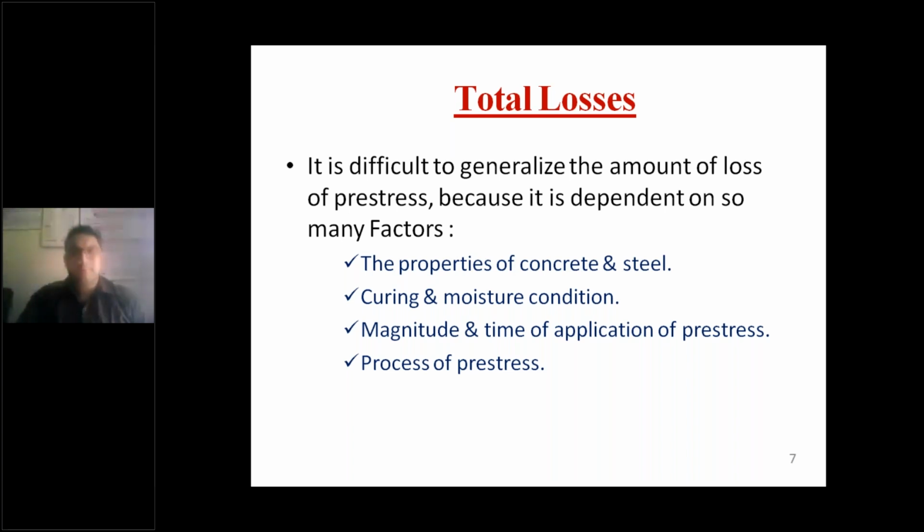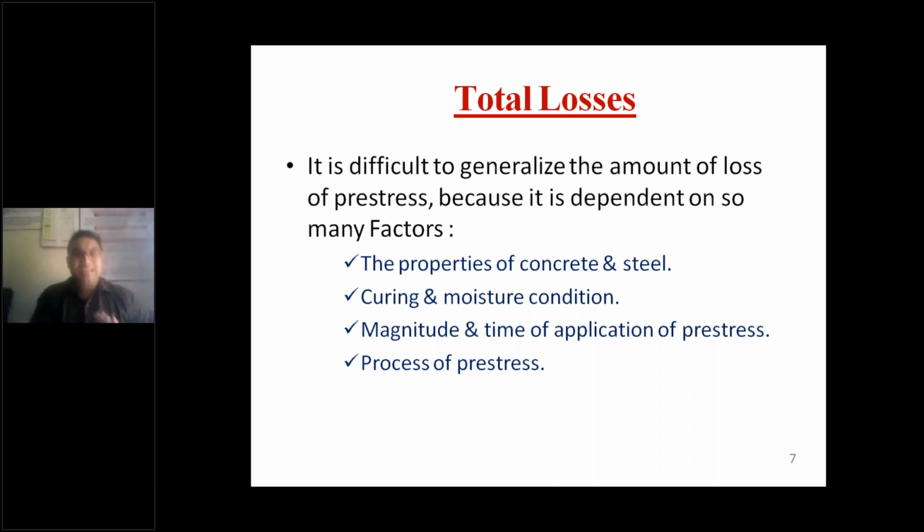And one more thing here, creep, shrinkage, and relaxation losses are time dependent, right? What happens in the structural element over time is very difficult to predict. That is the reason why it is not easy to generalize the amount of losses, the total summation of the pre-tension or the post-tension losses.